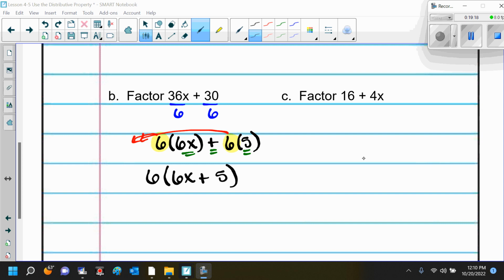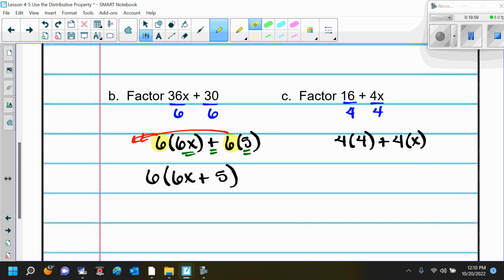So with 16 plus 4x, what is the GCF? 4. Very good. So we're going to divide by 4. And we'll rewrite. So 4 times what equals 16? 4 times 4 equals 16. Plus, over here, 4 times what equals 4x? 1x. Do I have to put the 1 in front? Nope, don't have to. So 4 times x. Because 1 times x is x. You see that? If it was 2 times x, then we would have to put the 2x. But it's not.